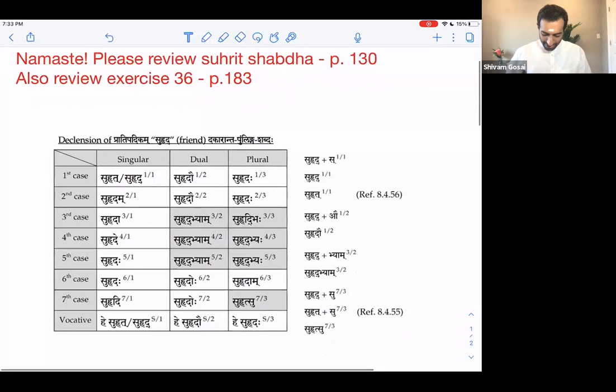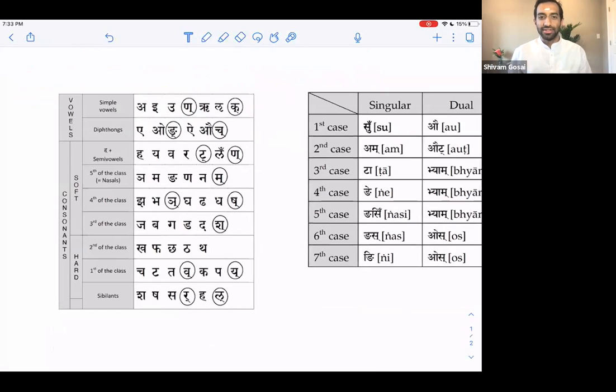So we'll start with chanting our Maheshwara Sutra. It's there on the screen.